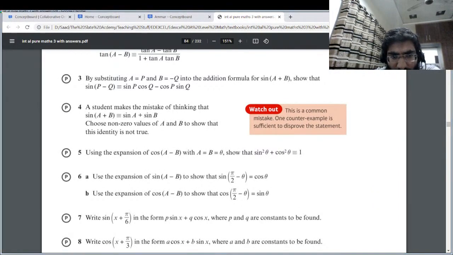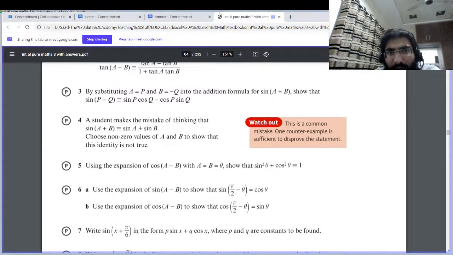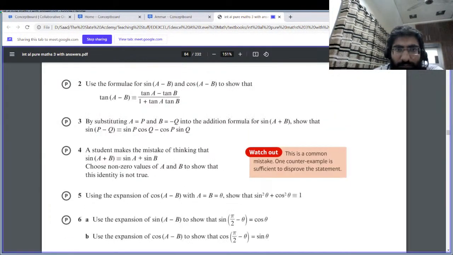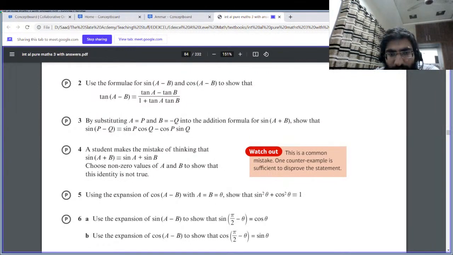One second. In fact, let me change what I'm sharing. Stop sharing. Share a tab. And then I use this one. Share. Okay. Can you see it now? I can. Okay. Use the formulae for sine.